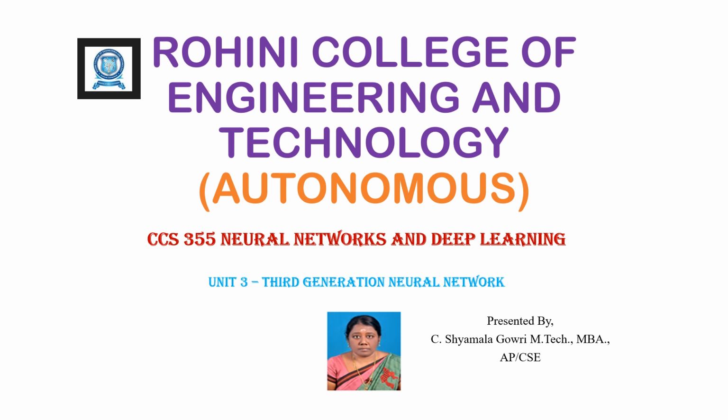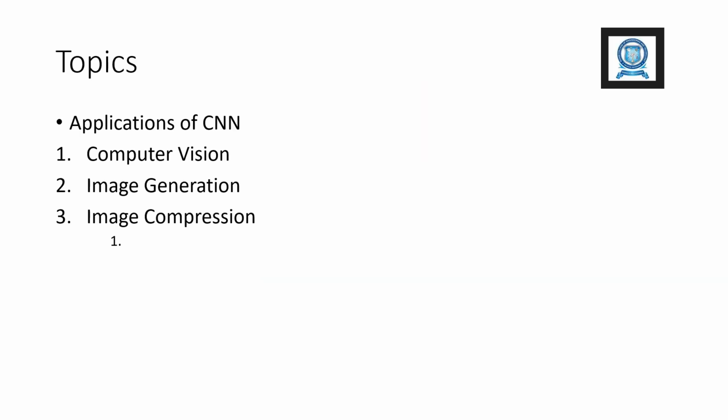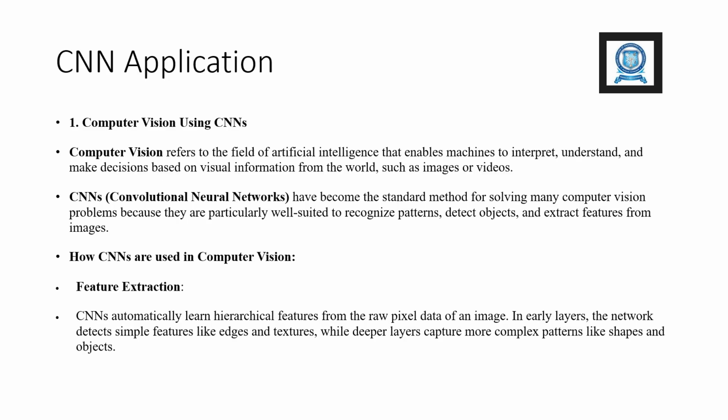Subject code CZS 355, Neural Networks and Deep Learning. Unit 3, Third Generation Neural Network. The topics covered in this presentation are applications of CNN, in which computer vision, image generation, and image compression are explained. CNN application. Number one, computer vision using CNNs.